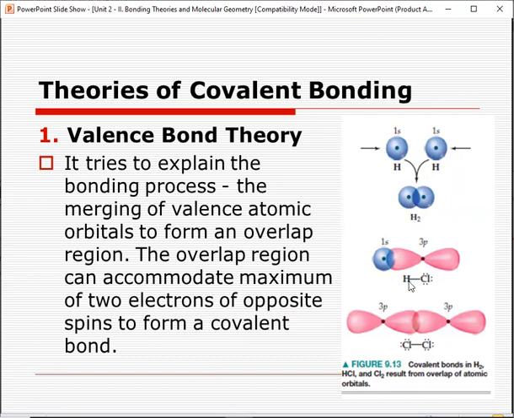Another example is HCl. We know that hydrogen is 1s and chlorine's valence electron is at the 3p orbital. So for them to bond, there is an overlap region, and this region can accommodate a maximum of two electrons of opposite spins. Then this overlap region will form a covalent bond. Same with Cl2.